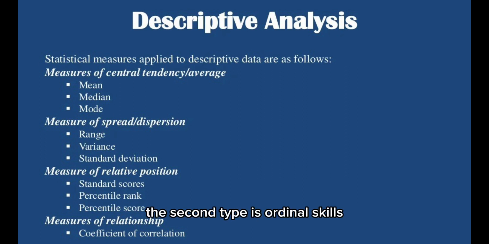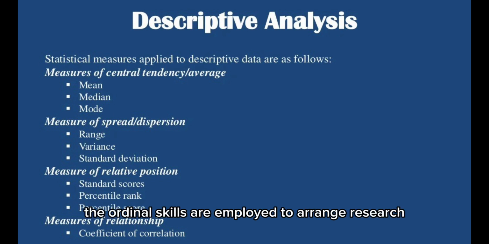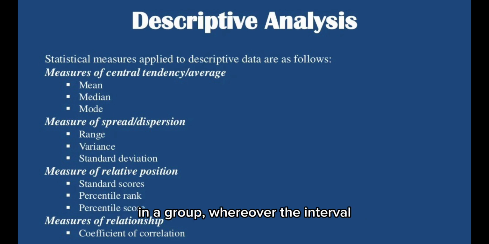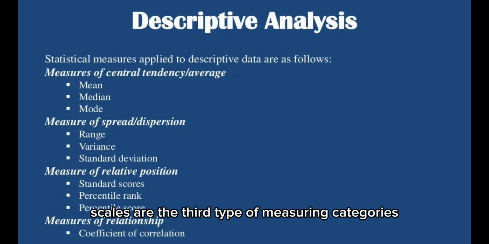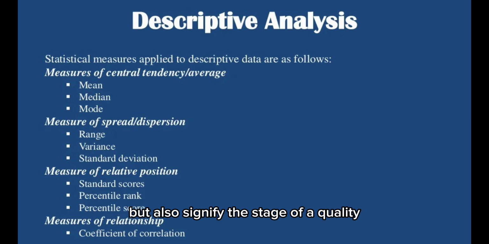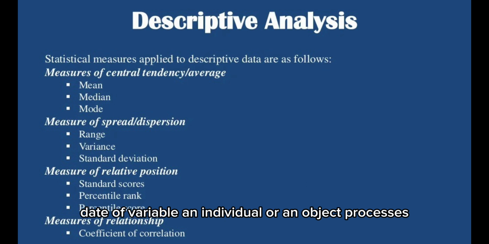The second type is ordinal scales. The ordinal scales are employed to arrange research variables in accordance with their respective position in a group. Moreover, the interval scales are the third type of measuring categories. These scales, through balanced intervals, not only measure but also signify the stage of a quality that a variable, an individual or an object possesses.